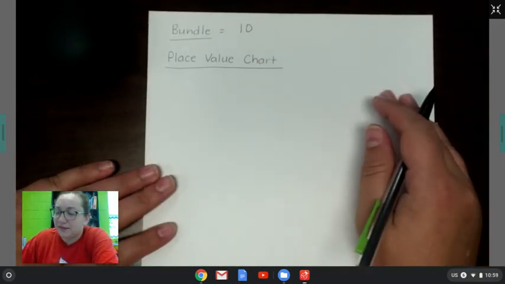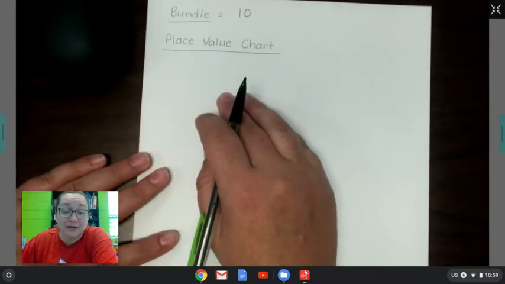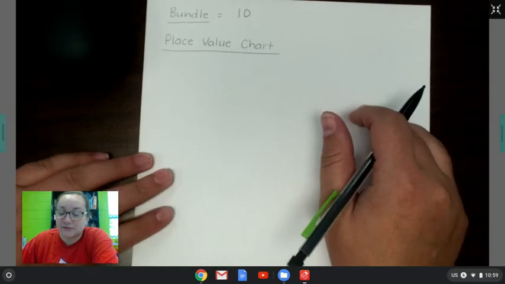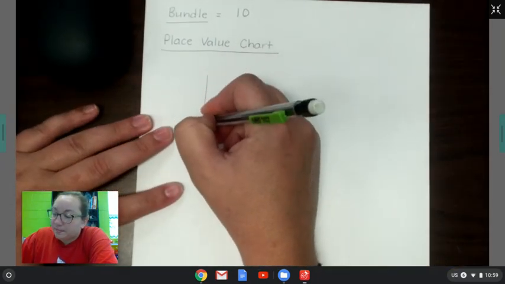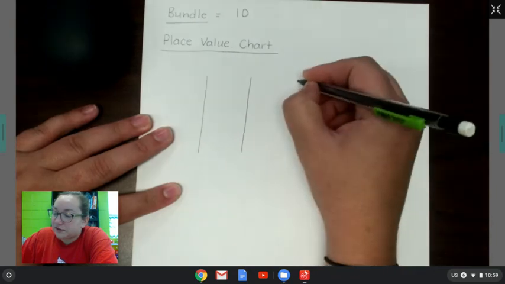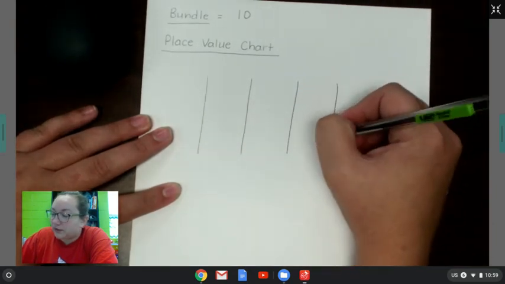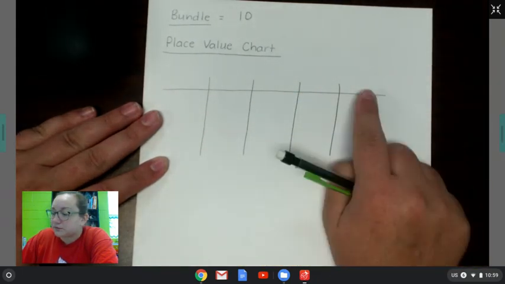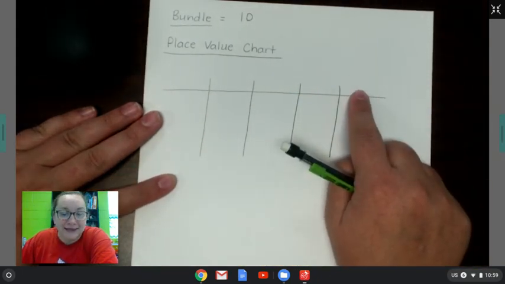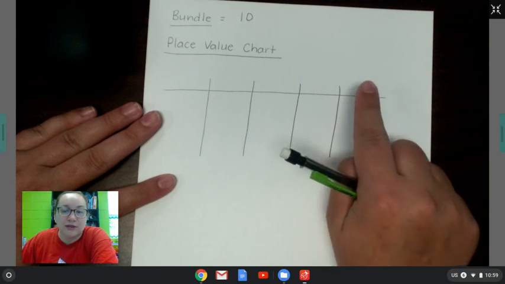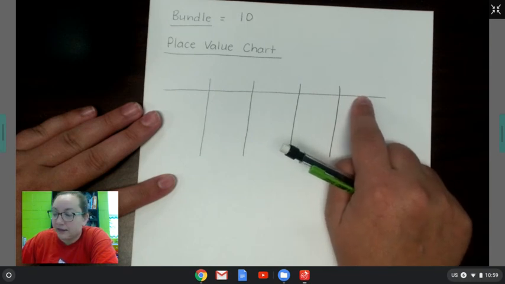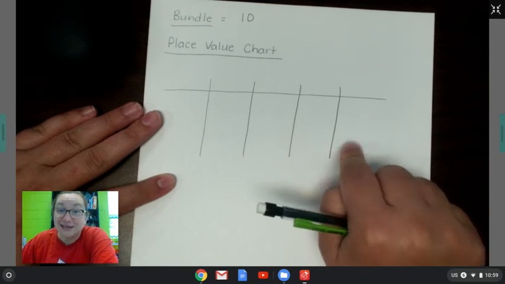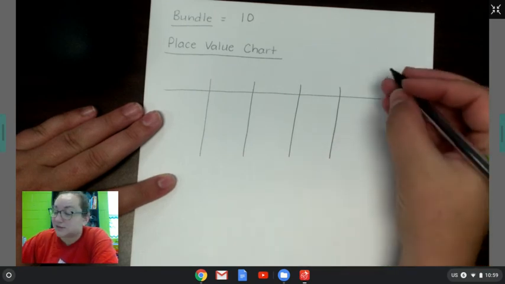So something that I always do, and if you were in my class, the first couple of weeks, I would make you draw your place value charts. So I'm not going to draw a big place value chart, but I'll start with 4 lines. I go over, and we start on the right. Anytime we're doing a place value chart, we always start on the right. So the first place value, and it's probably the easiest one, is ones.